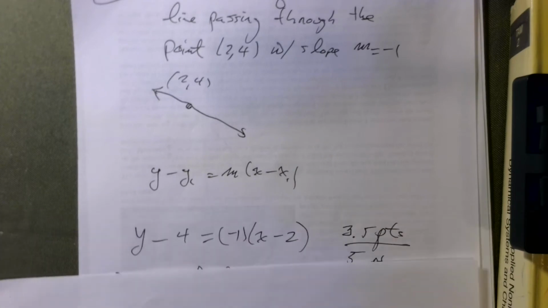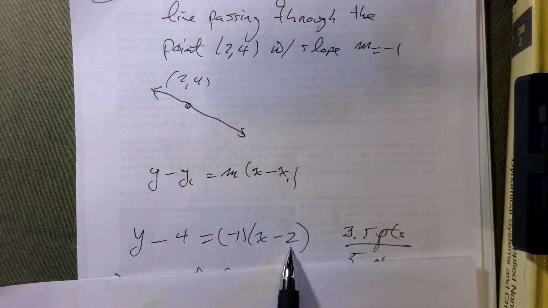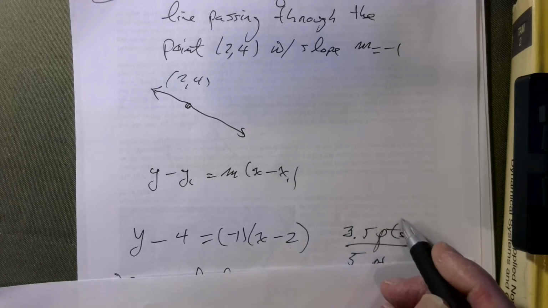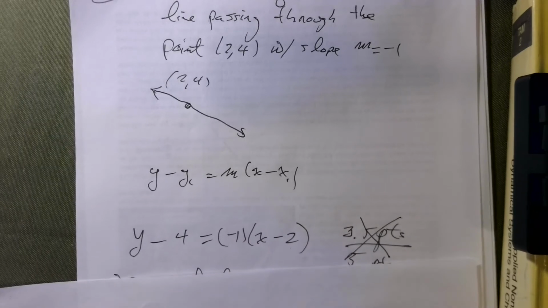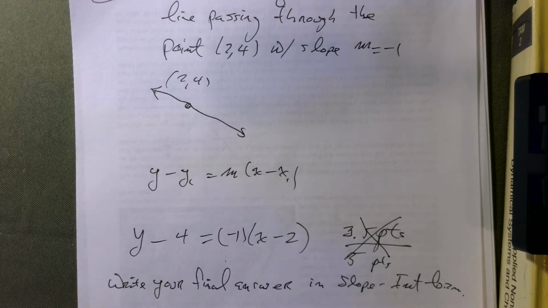So if we do that, we're going to get y minus 4 equals negative 1 times (x minus 2). Now, this theoretically is correct, but what I'd like you to do is express it in the slope-intercept form, which means I have to get y by itself, and write it as y equals m times x minus a number, or x plus a number.